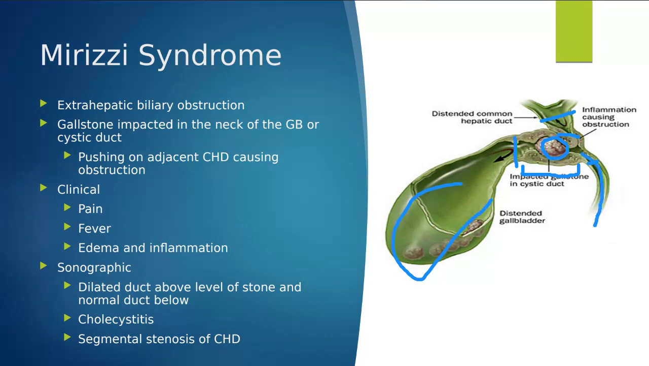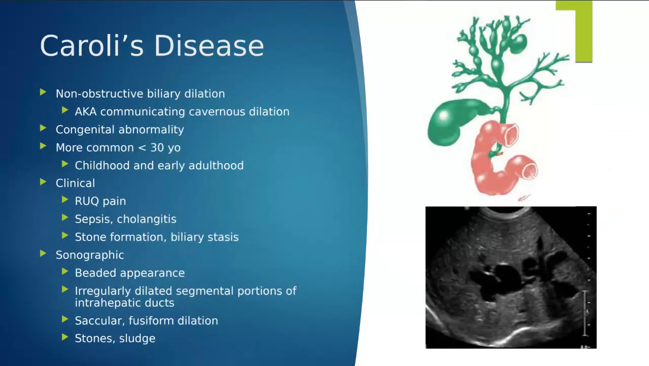We could also see cases of cholecystitis with this, obviously, because as we know, we still have that stone that's lodged and obstructing the gallbladder. And then we can have segmental stenosis of that common hepatic duct. So that's really what we're talking about when we're talking about the compression of the common hepatic duct. We are compressing that lumen of the duct so nothing can travel through it, and we're creating a stenosis because of that. Next, we have Caroli's disease.